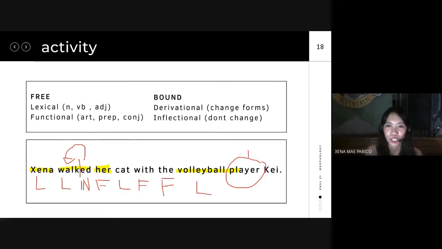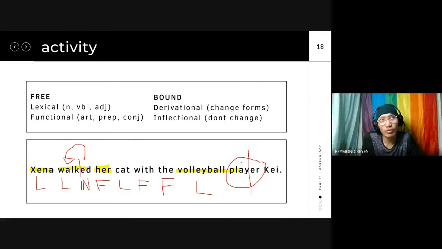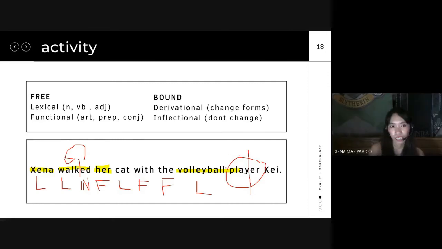There are two. So what is play in this scenario? What kind of morpheme is it? Well, it depends. Play what? No, what kind of morpheme is this? What category? Is it lexical? Is it functional? Is it derivative? It's lexical. Yes, it's lexical, because in this case it's a verb.